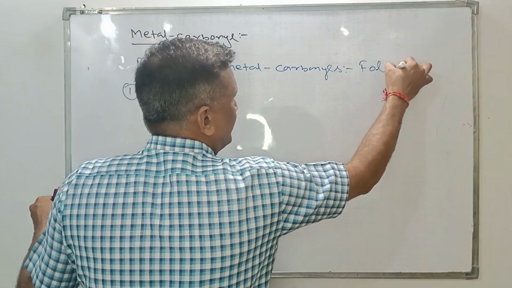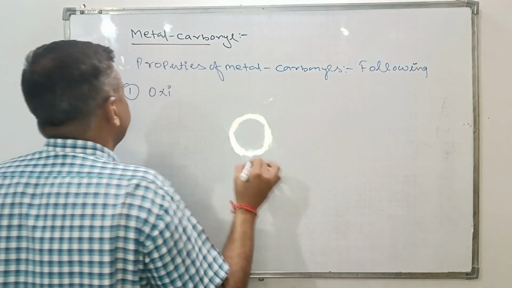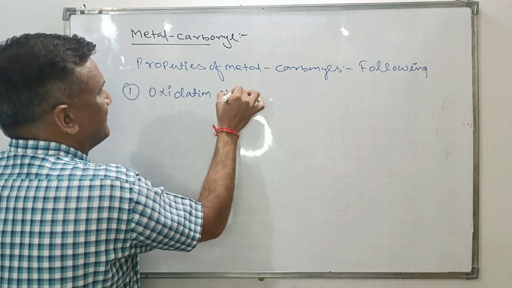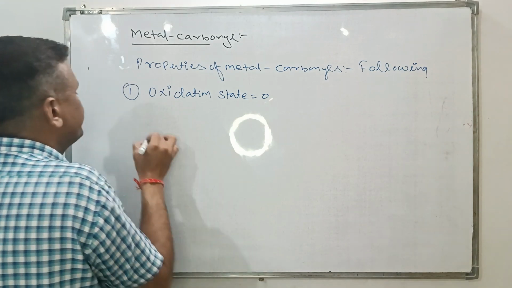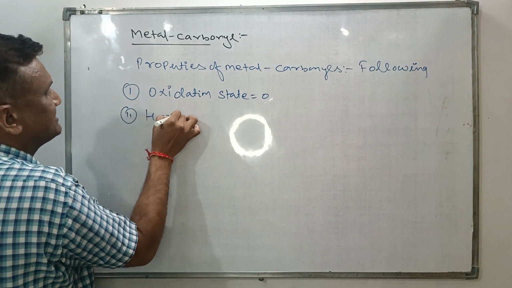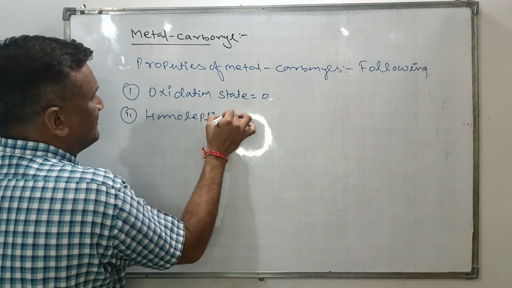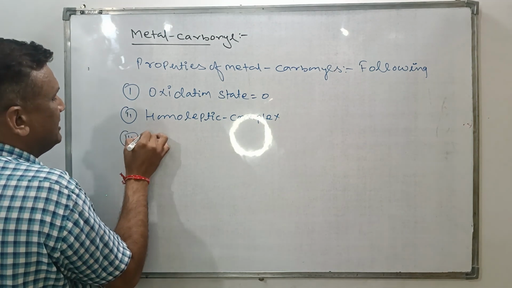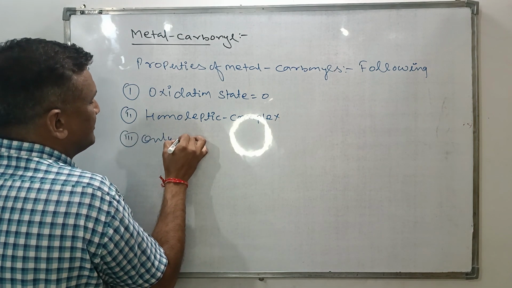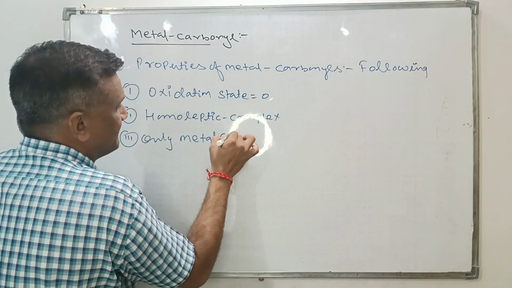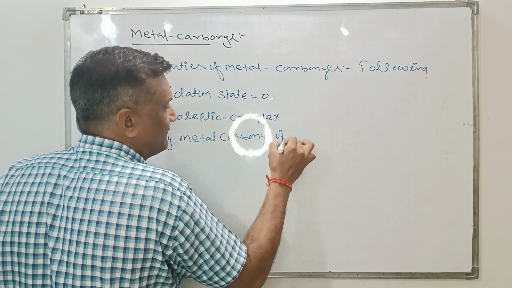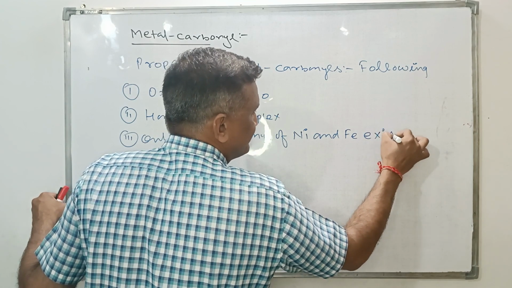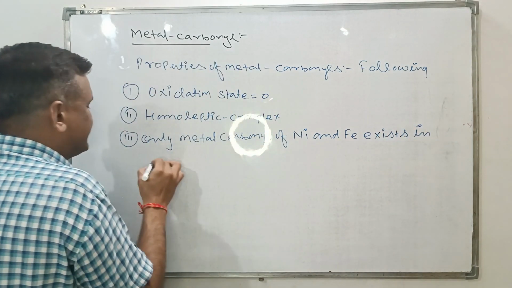First is the oxidation state in metal carbonyl. The oxidation state of the metal in metal carbonyl will be 0. These are homoleptic complexes. Next, number three, only the metal carbonyls of nickel and Fe exist in the liquid state.